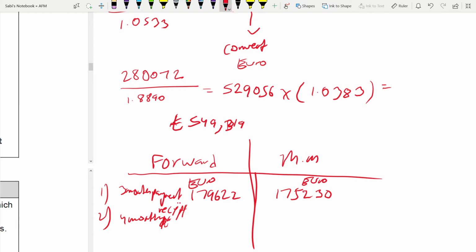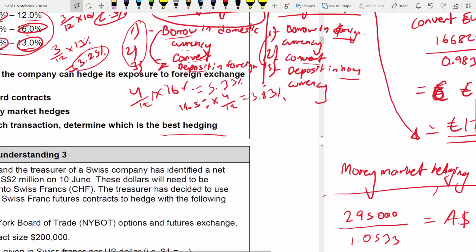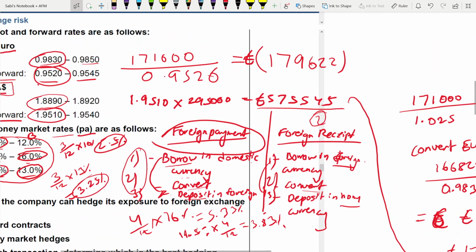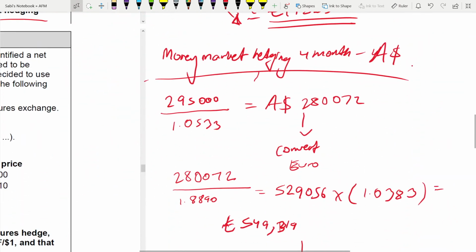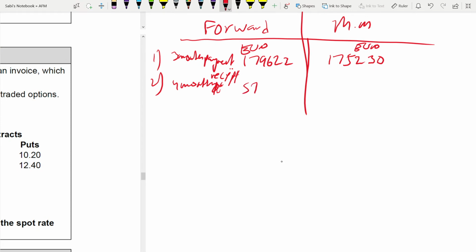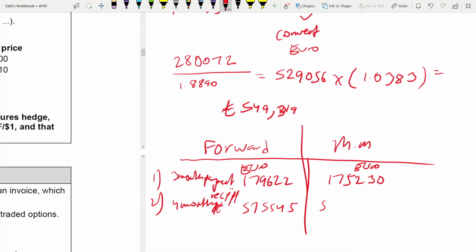4 month receipt under forward it was 575,545, and here it is 549,319. So if you go by the payment, lower payment is under money market hedge for the 3 month. And if you are going by the receipt, it will be higher in the forward for the 4 month receipt. Now you need to conclude which one they should go for. Which one do you think is better?